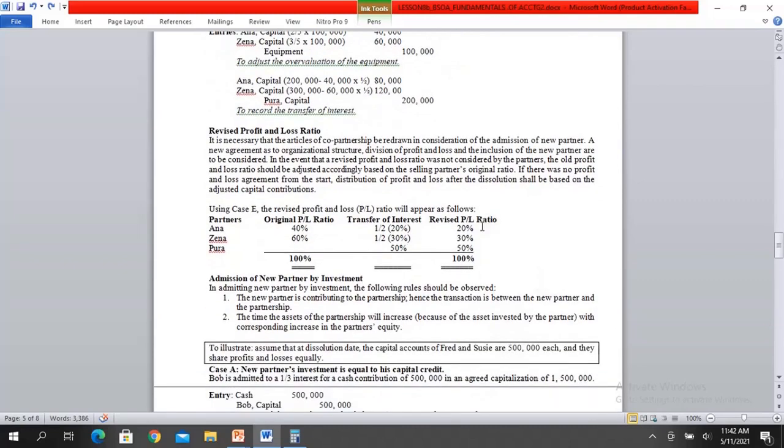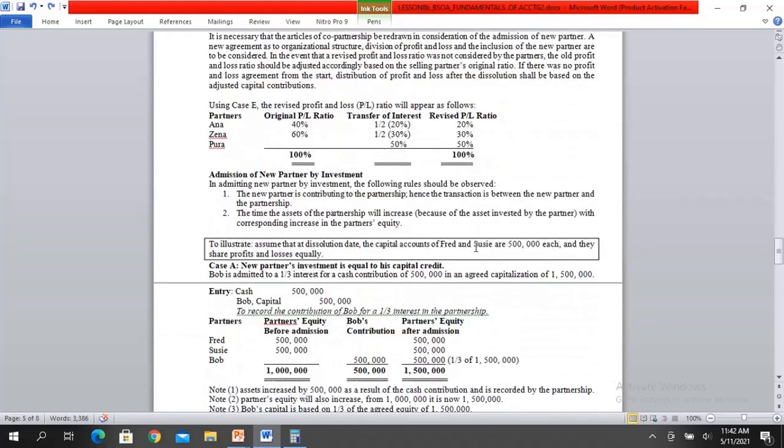So, magkano na lang yung revised profit and loss ratio nila after admission of Pura? 40% less 20% is 20% na lang yung kay Ana. So, 60% less 30% is 30% na lang din yung kay Zina. So, transfer nila yung tig 20 and 30% nila kay Pura. So, that would be a total of 50% na yung kay Pura. Ayan. So, ganun guys. Ang revised profit and loss ratio.